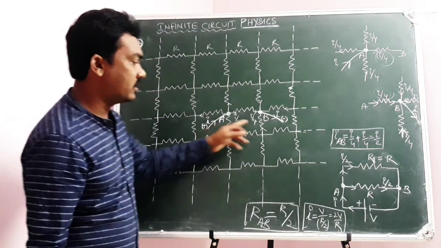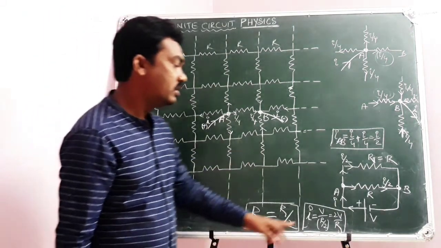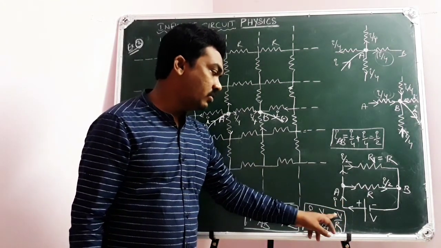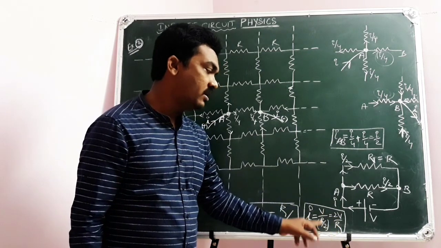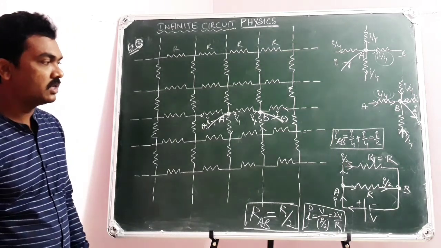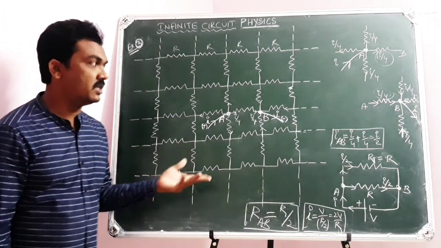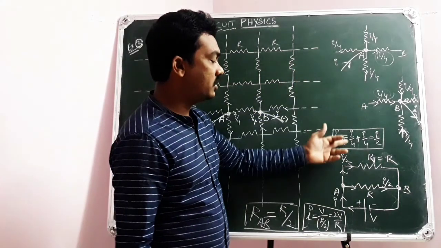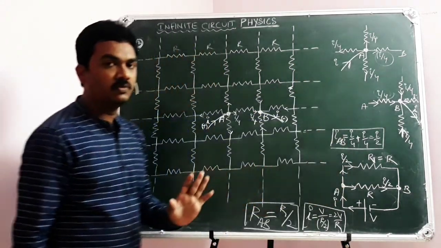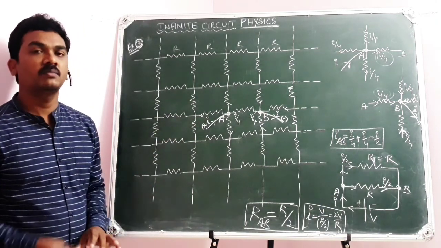V is the applied voltage across AB. R is the identical resistance in the electric circuit. Then the current drawn in the electric circuit is 2V by R, because it is V by R, where R is R by 2, the equivalent resistance. This is a concept. So this is how this concept can be simplified. See, just 1, 2, 3, 4, 5. Within 5 steps, the entire complex circuit has been solved.